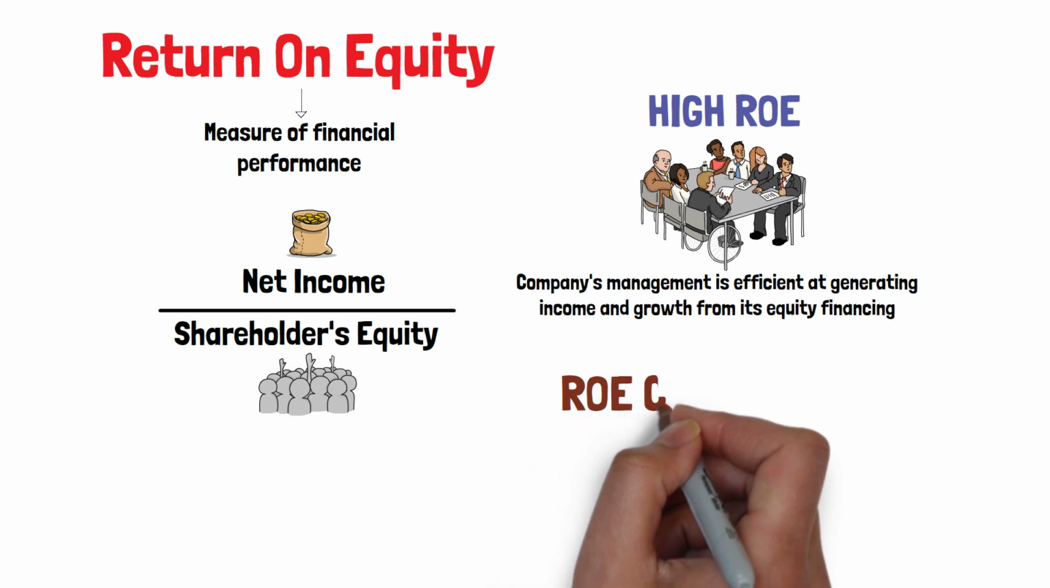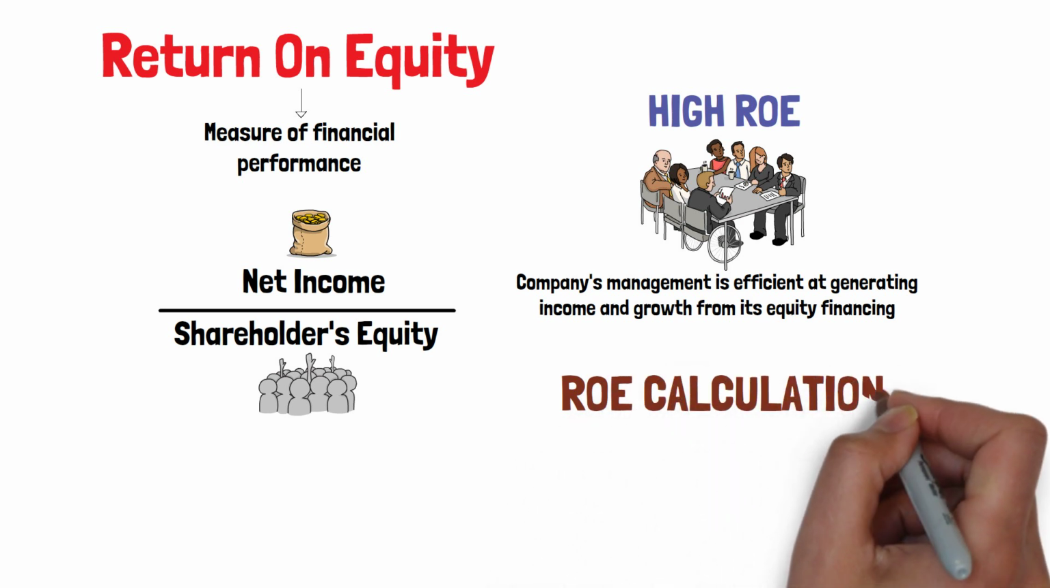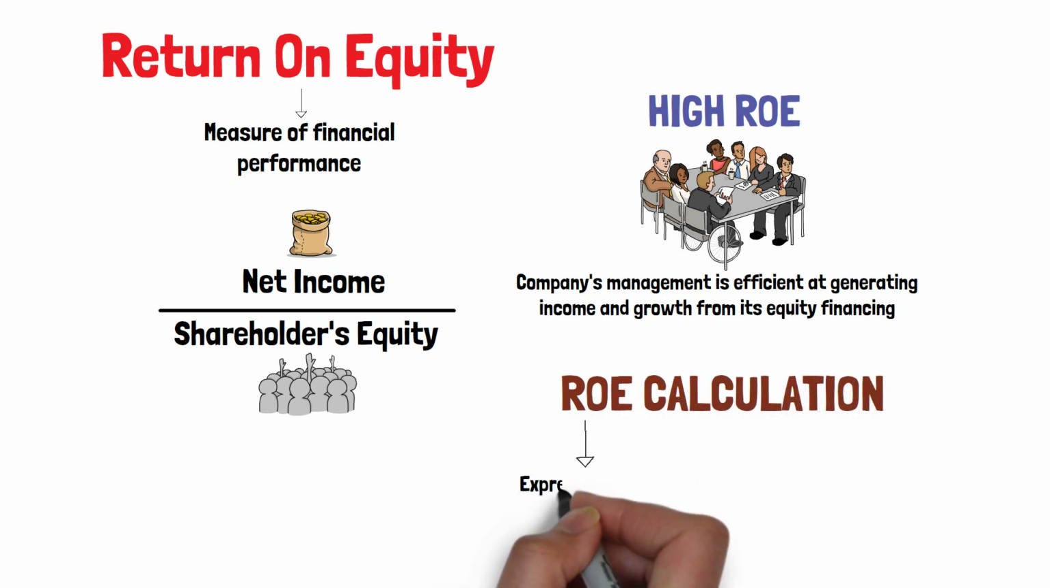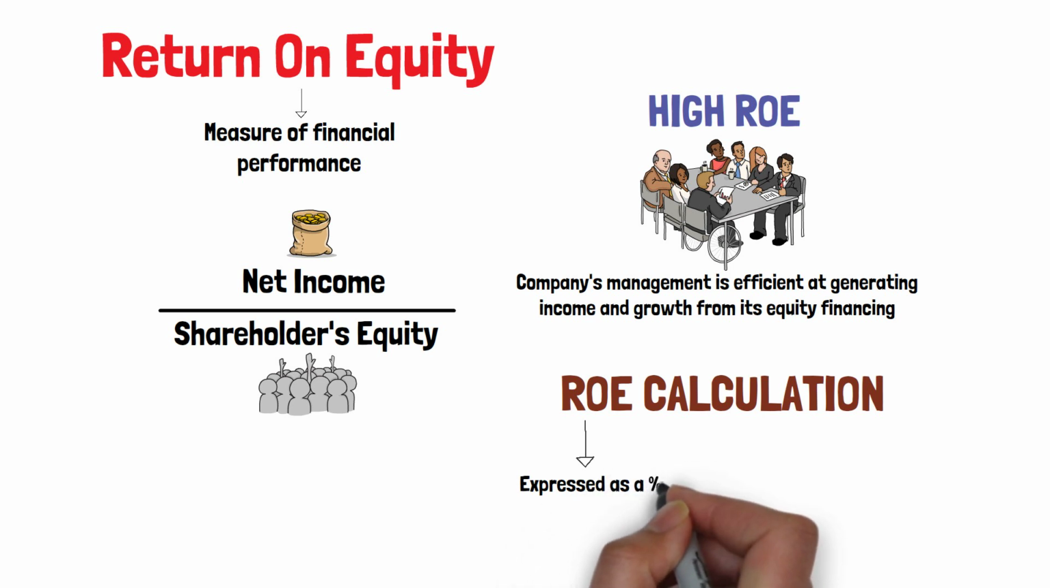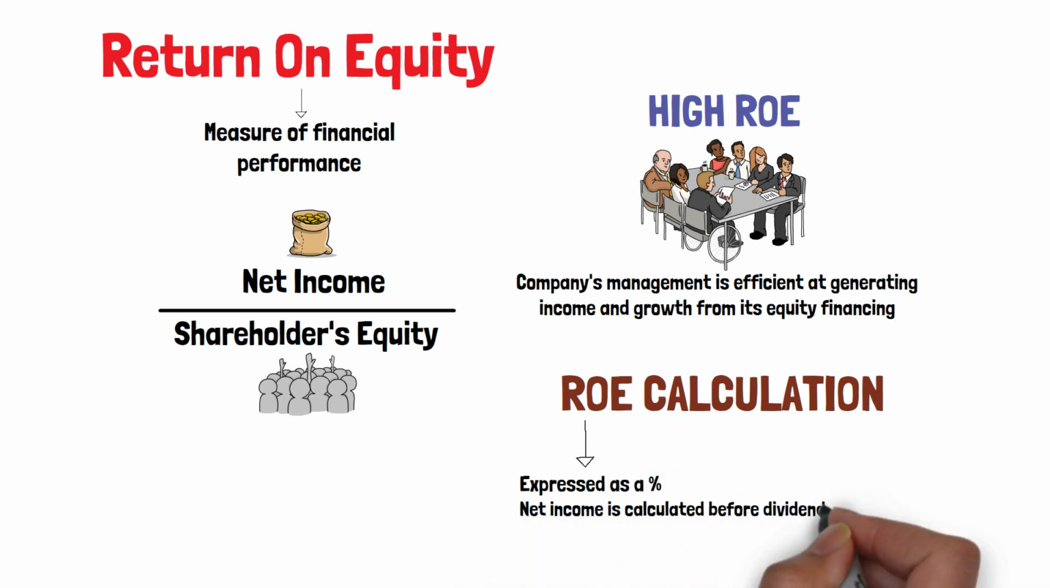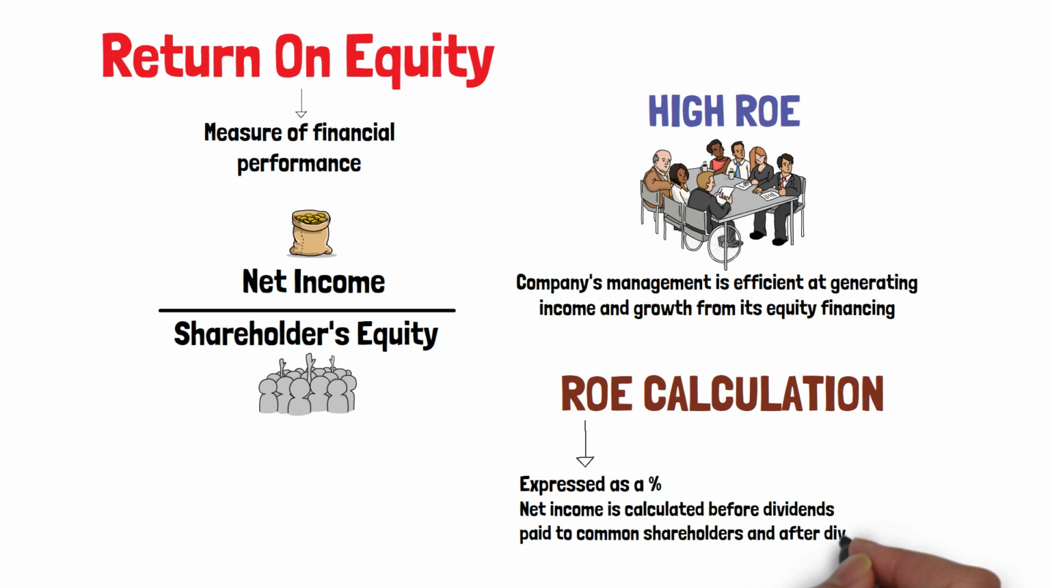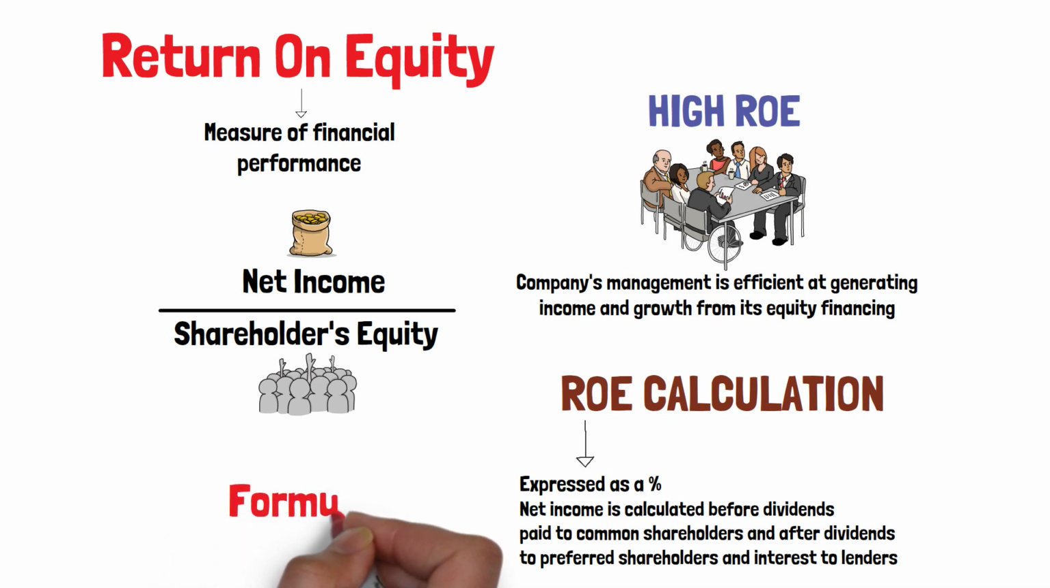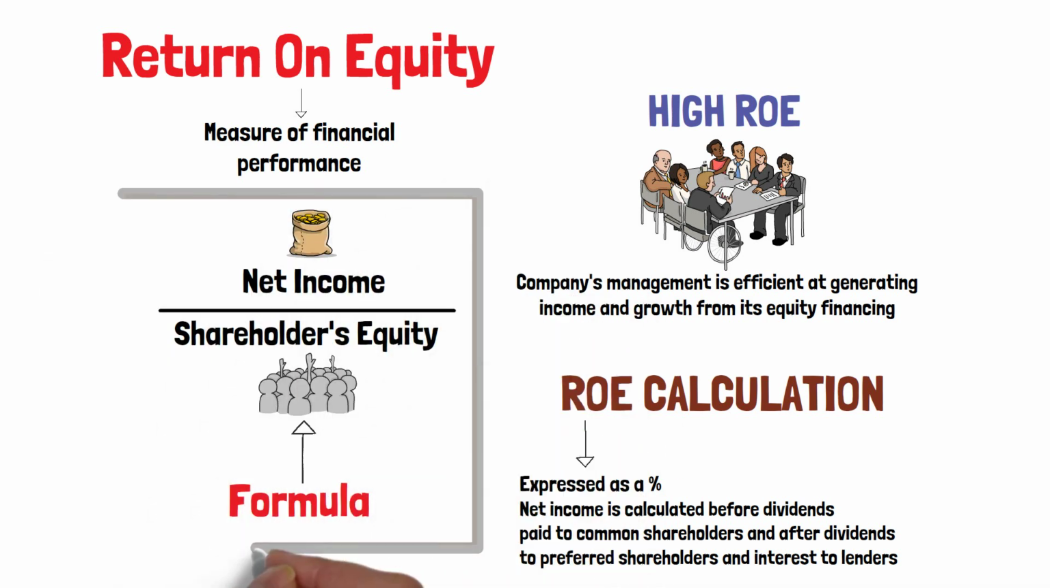Let's see how ROE is calculated. ROE is expressed as a percentage and can be calculated for any company if net income and equity are both positive numbers. Net income is calculated before dividends paid to common shareholders and after dividends to preferred shareholders and interest to lenders. The formula is net income divided by shareholders' equity.